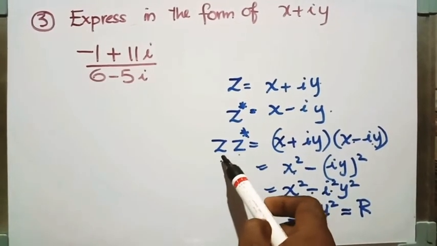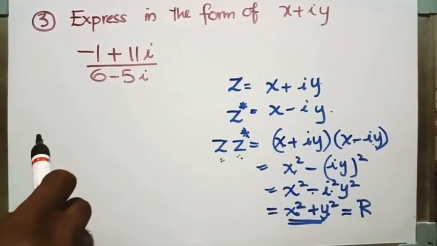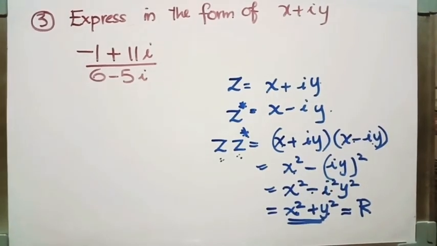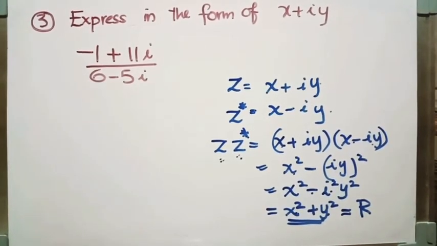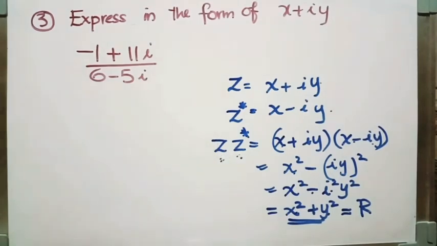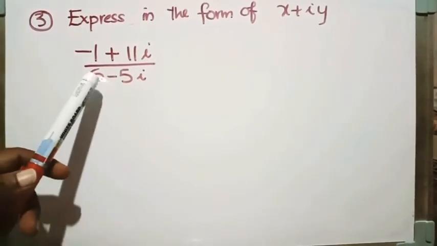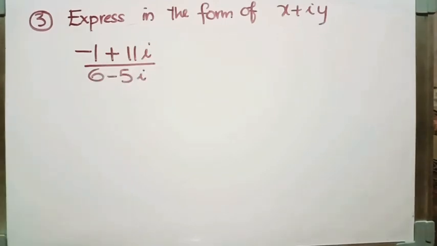So what you are getting: the product of two complex numbers is a real number. Then we call each of these complex numbers the conjugate of each other. So what is the conjugate of 6 minus 5i? Yes, it is 6 plus 5i.